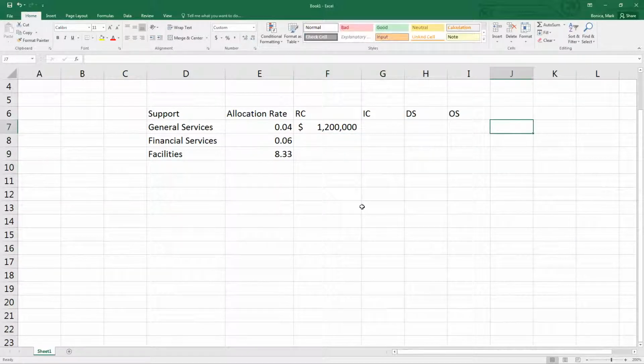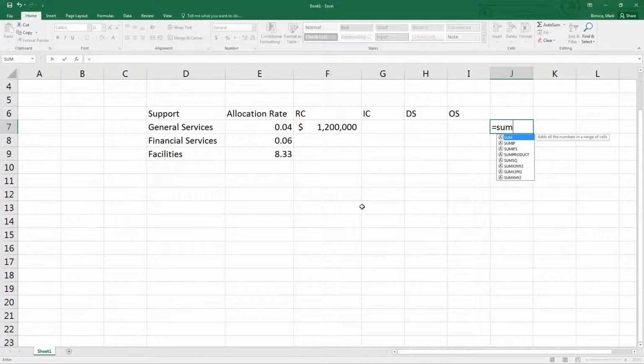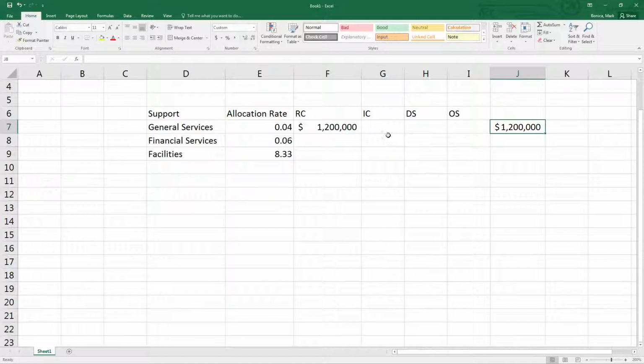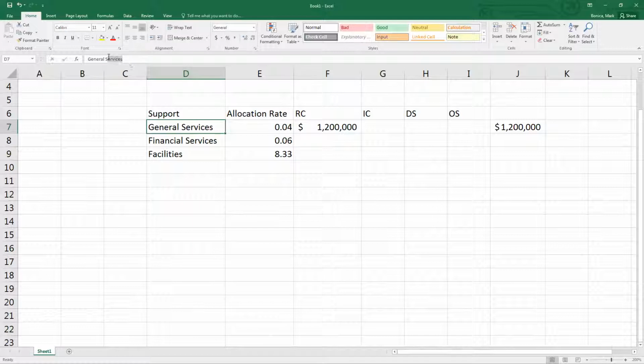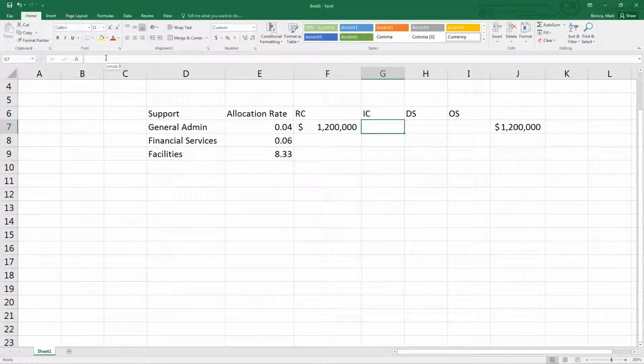And what I'm going to do over here is sum up these 4 columns, because when we're done, we'll know if we've done it right if we get the total amount for general administration, not general services, general administration. If we've done this correctly, general administration has $2 million worth of direct cost to allocate. So this number here should add up to 2 million if we've done it right.